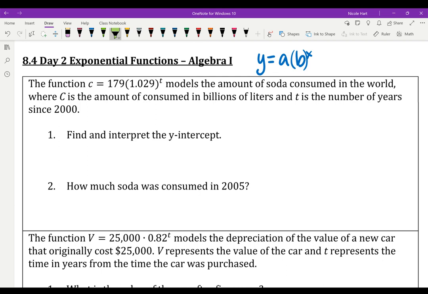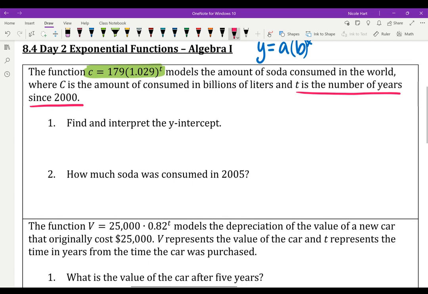So here we have the function C is equal to 179 times (1.029) to the power of t. This models the amount of soda consumed in the world, where C is the amount consumed in billions of liters, and T is the number of years since 2000. A very important number of years since 2000. So if we are talking about the year 2015, it has been 15 years since 2000, so your T would be 15.